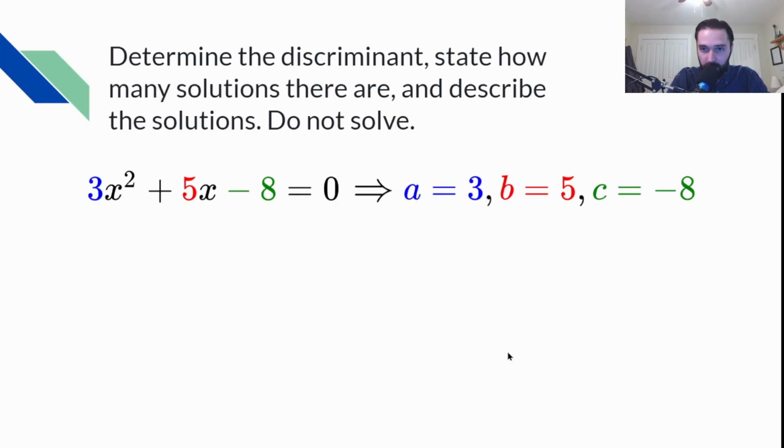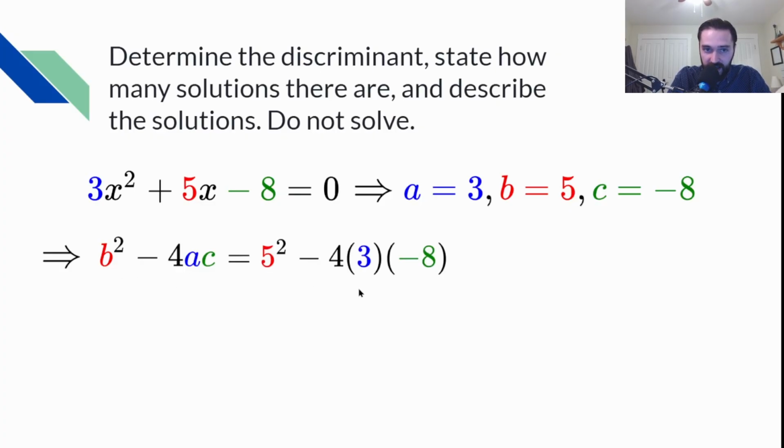All right? So we can plug those values into the discriminant to calculate a value. And remember, the value tells us how the solutions behave. All right? So let's plug in our values, and this is what we get. 5 squared minus 4 times 3 times negative 8. Okay? That equals 25 plus 12 times 8, which is 96, I believe. All right. So we get 25 plus 96. All right. And that equals 121.